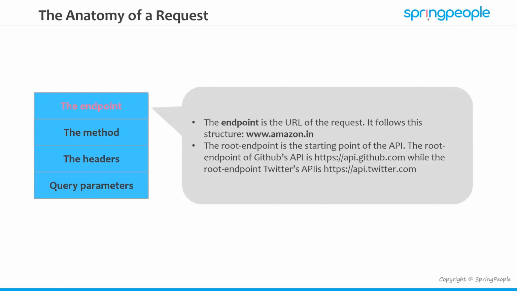Anatomy of a request. Let's discuss all the things related to the request. The first thing is the endpoint. The endpoint is the URL of the request. It follows a structure like www.example.com, www.amazon.com, or www.google.com. The root endpoint is the starting point of the API. The root endpoint of the GitHub API is api.github.com, while the root endpoint of the Twitter API is api.twitter.com.